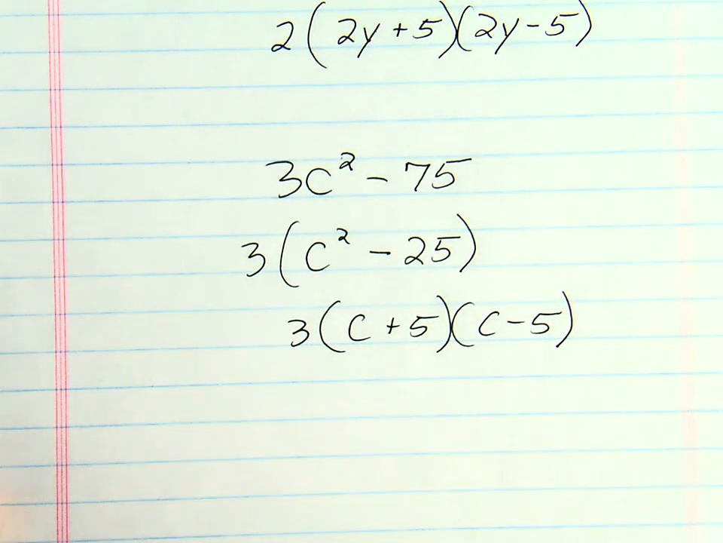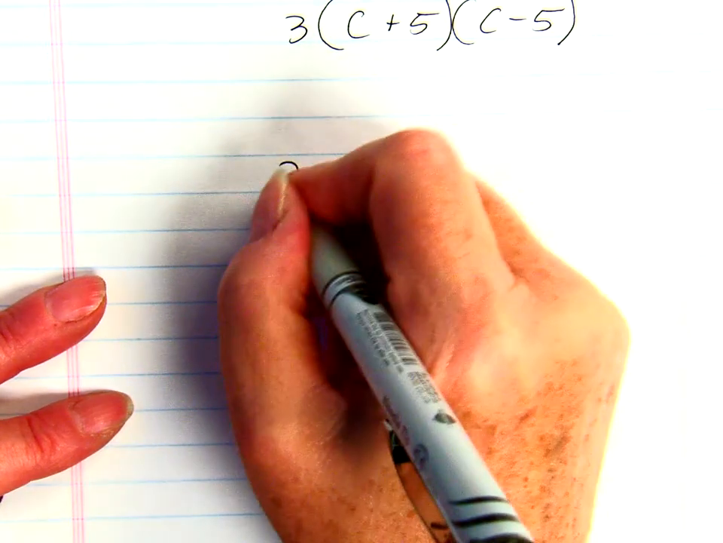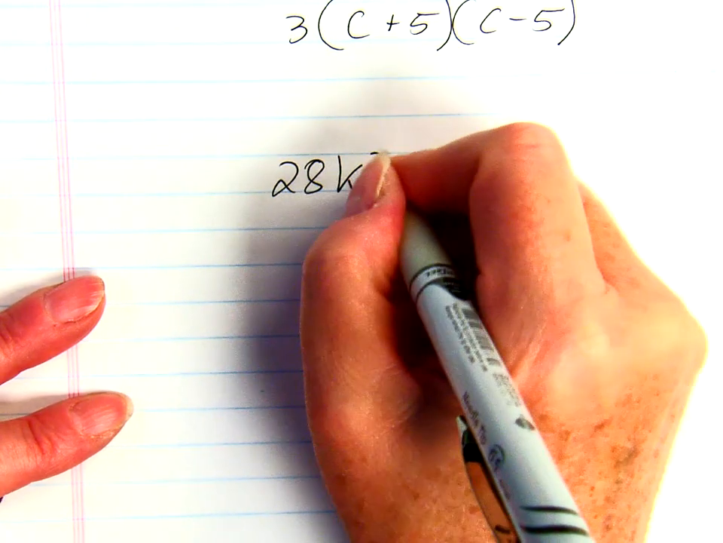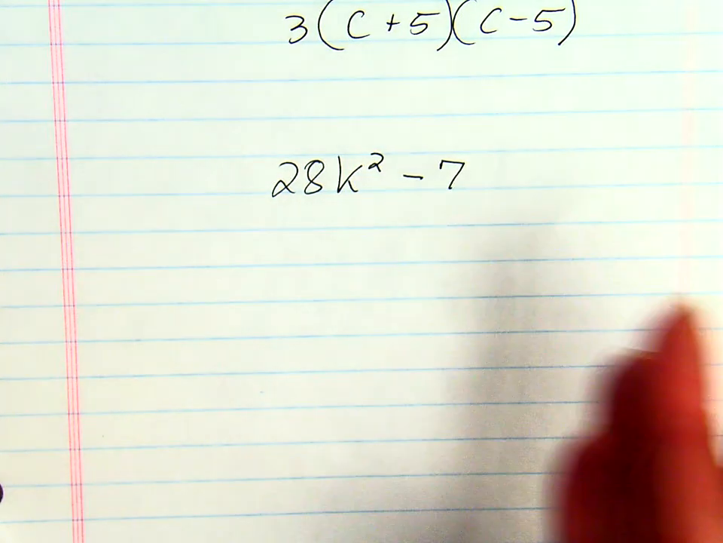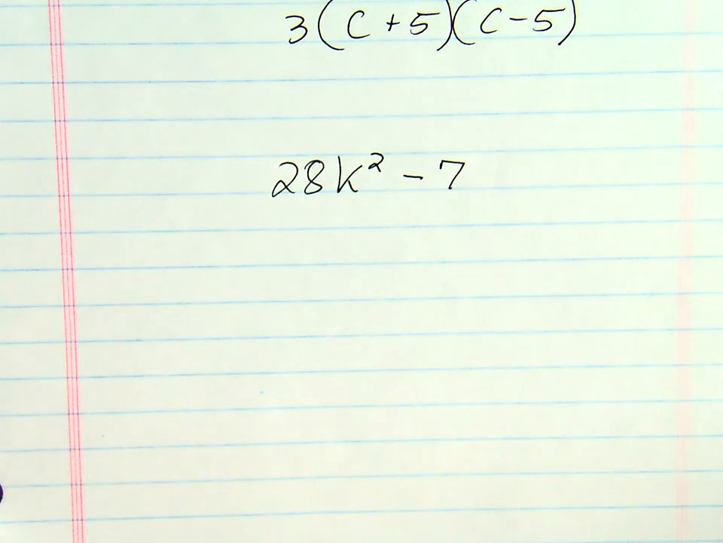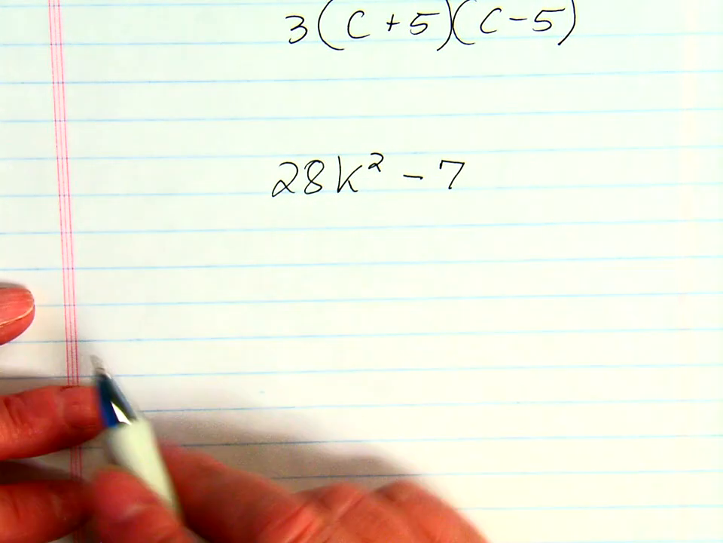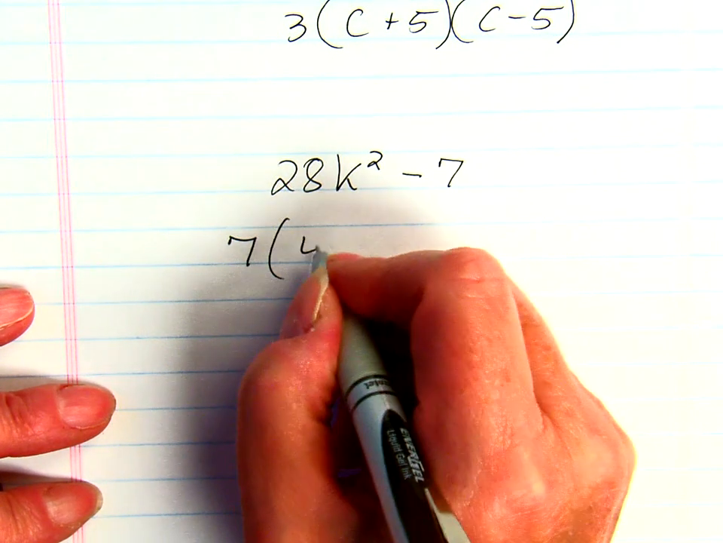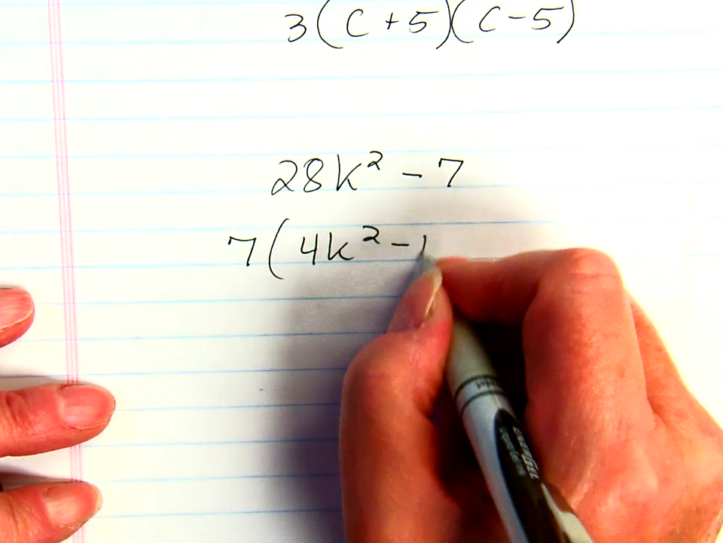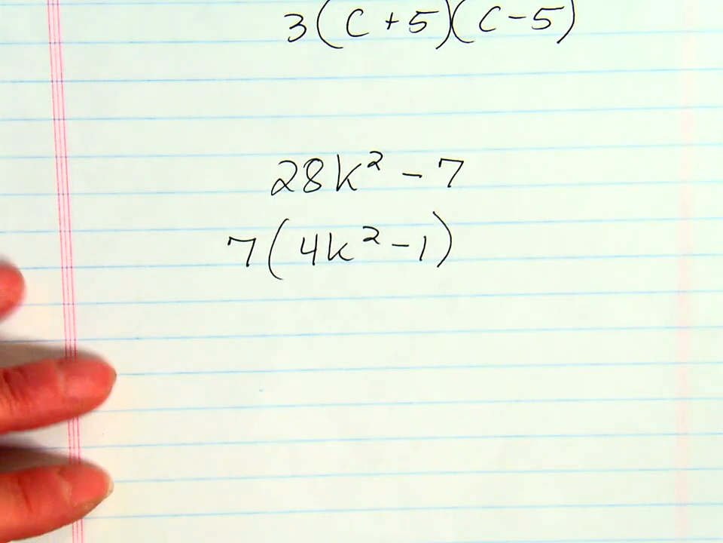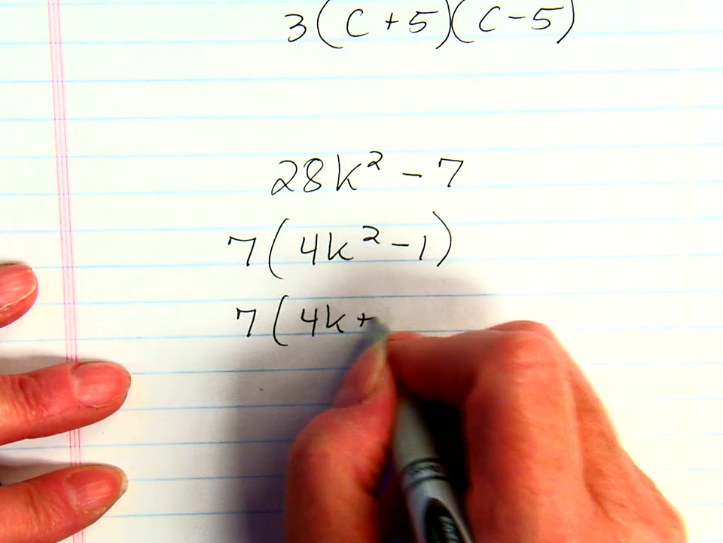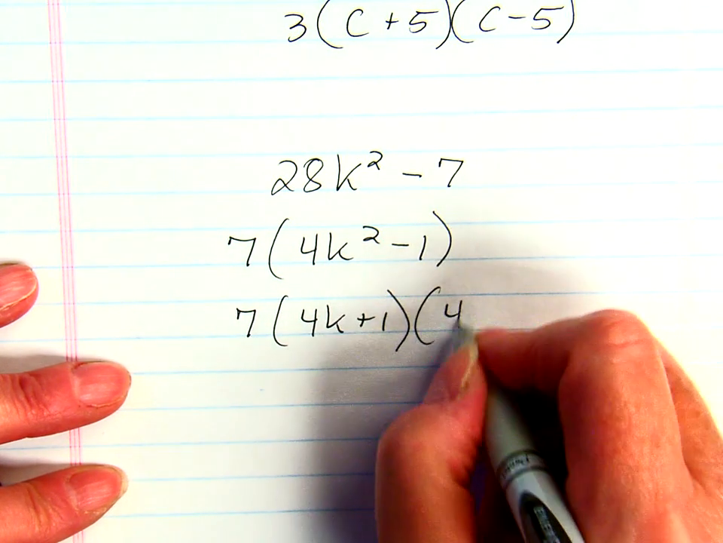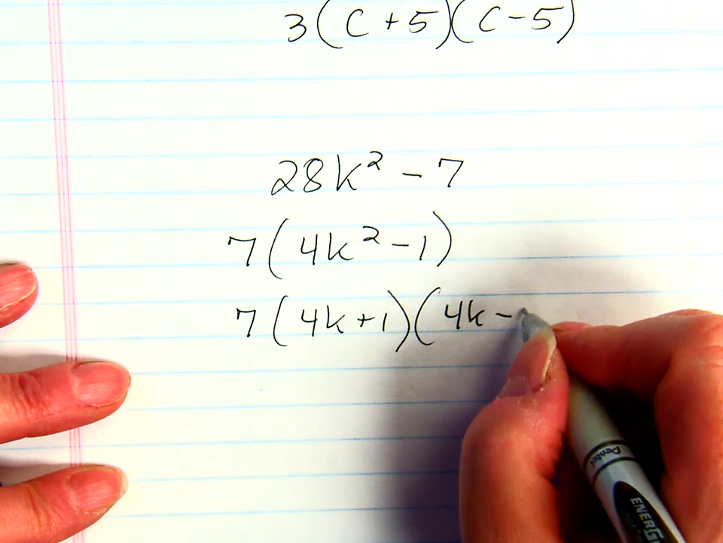And finally, my last example is going to be 28k squared minus 7. Once again, no b term, so I'm looking for something else. I can pull a 7 out, giving me 4k squared minus 1, which is going to give me 7 times (4k plus 1)(4k minus 1).